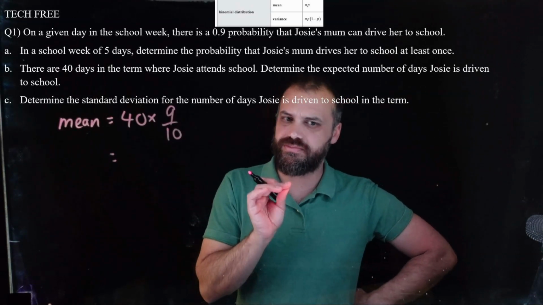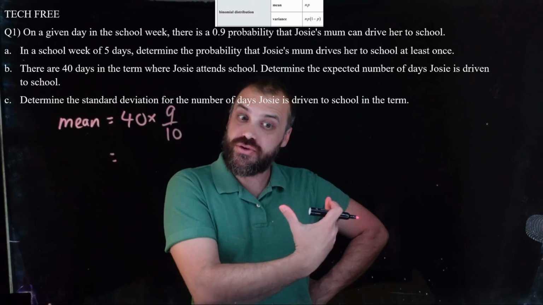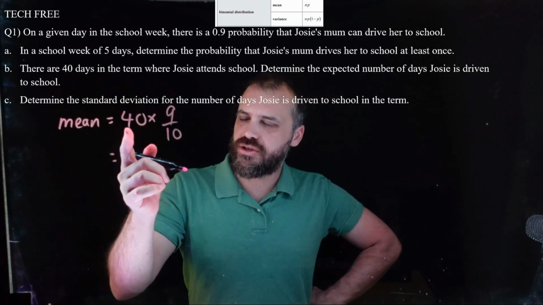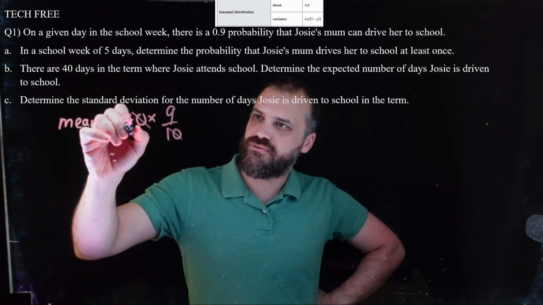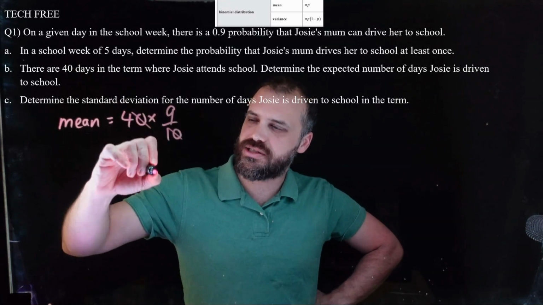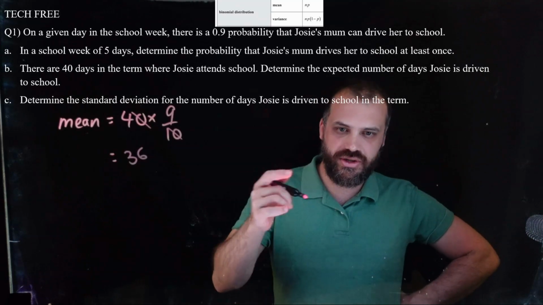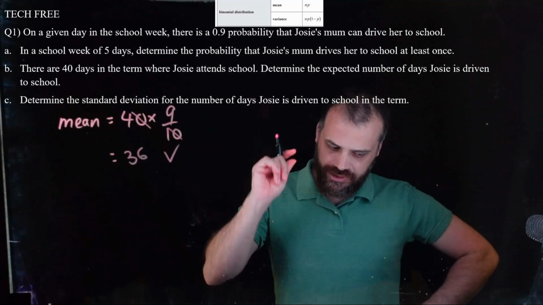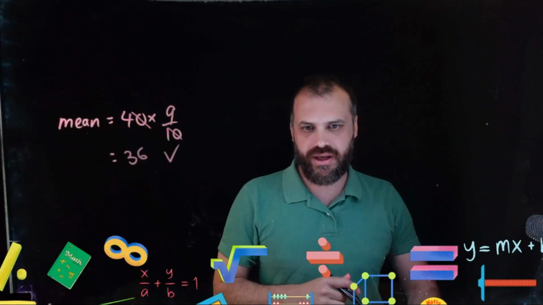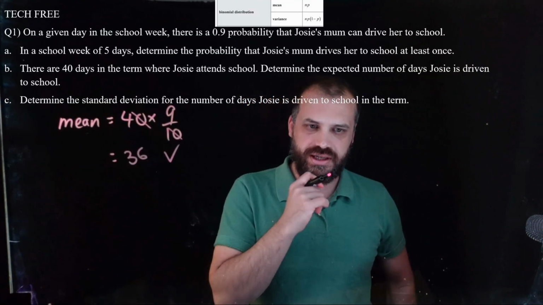I think that's a good moral here. If you see decimals, why not use fractions? Okay, so 40 times 9. Actually, let's just get rid of these zeros here. That's better. 4 times 9 is 36. All right, so there's my answer for part B. Way easier than part A. Let's celebrate though anyway. And we may as well do part C right now.